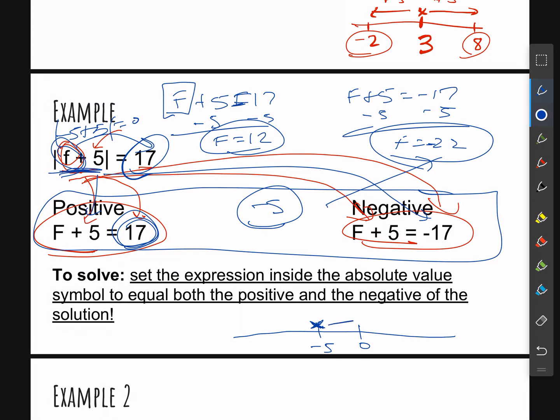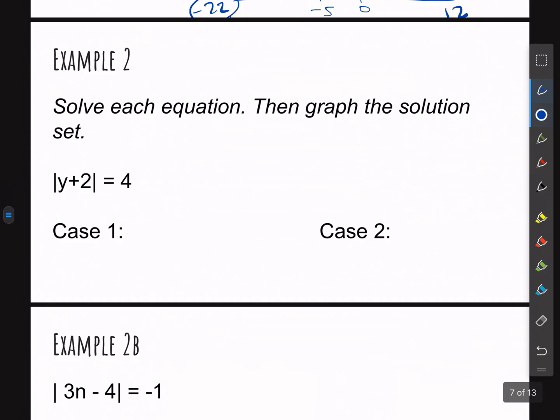So I can go 17 in this direction, and if I do that, I end up at 12, which is one of my answers. And if I go 17 in this direction, I end up at negative 22, which is my other answer. So 12 and negative 22 are my two answers to the absolute value of f plus 5 equals 17, because I have to consider both things. This is a distance of positive 17, but one of my answers is negative because it's in the negative direction. All right, so I want to make that very clear.